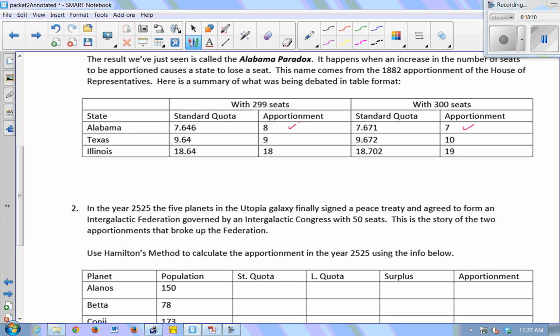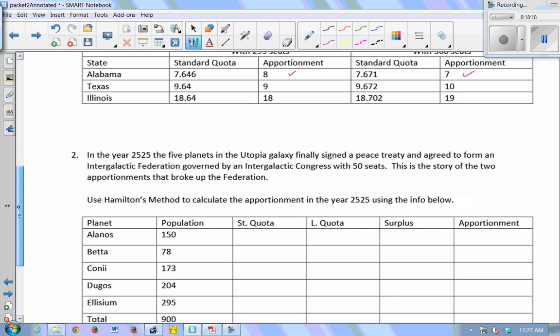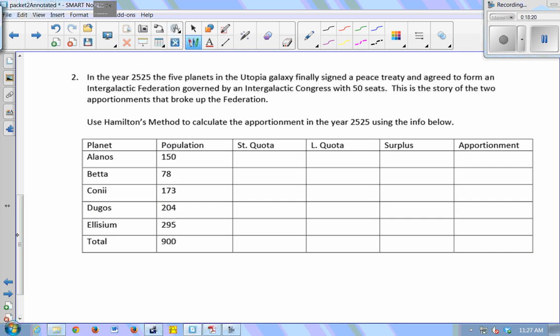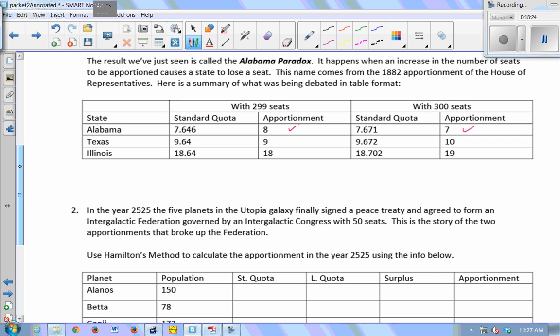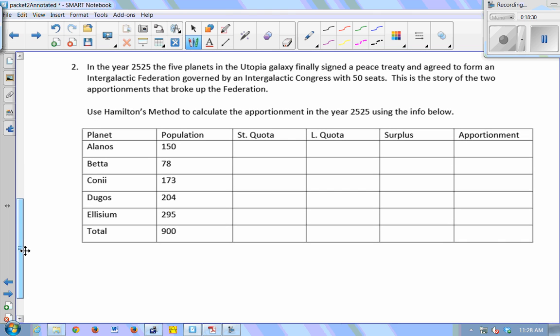So this is a weird paradox that can happen with Hamilton's method. That's one reason we turned away from Hamilton's method. This problem upset Alabama and happened a few times, so we turned away. All right, now we're going to do another example that shows another drawback of Hamilton's method.